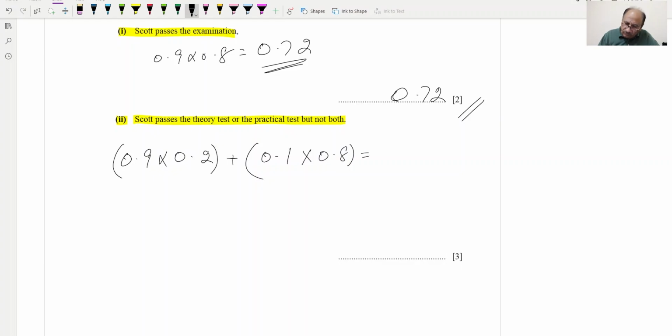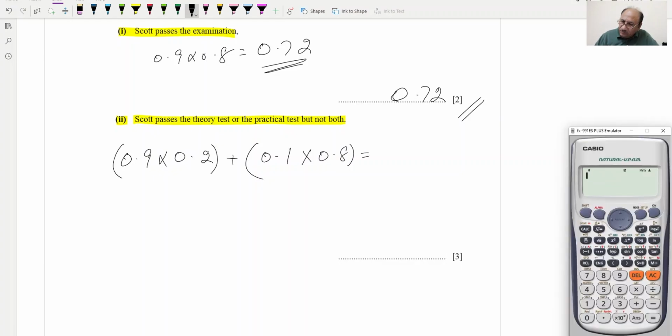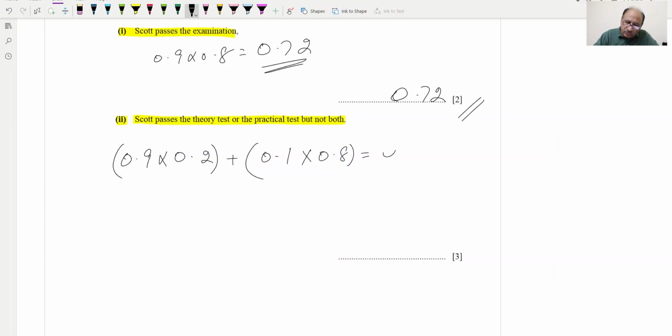We will be checking for this one, and that will be the answer in brackets: 0.9 multiplied by 0.2 plus 0.1 multiplied by 0.8, and this is giving us the answer as 0.26. 0.26 will be our final answer for 3 marks.